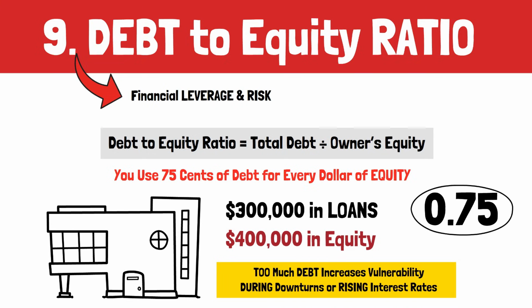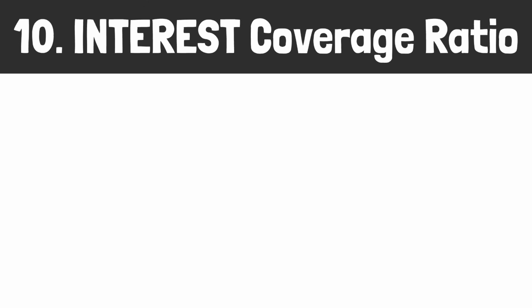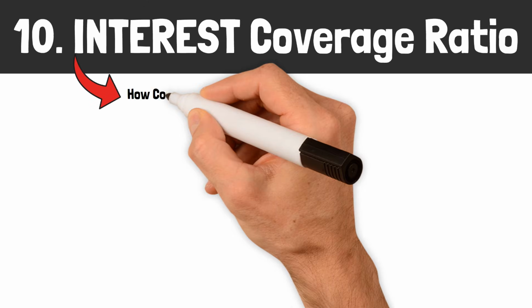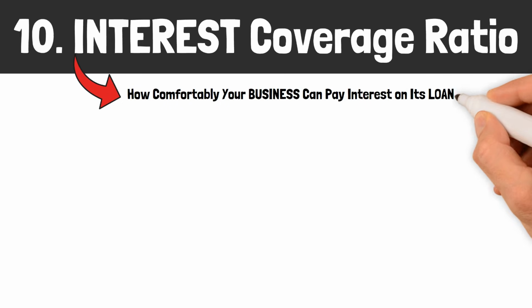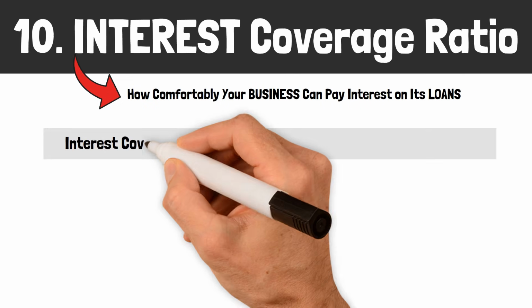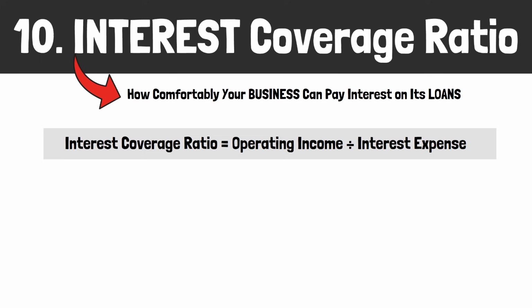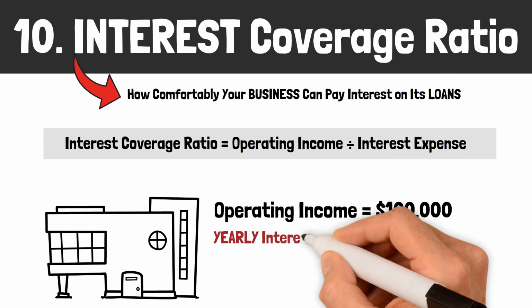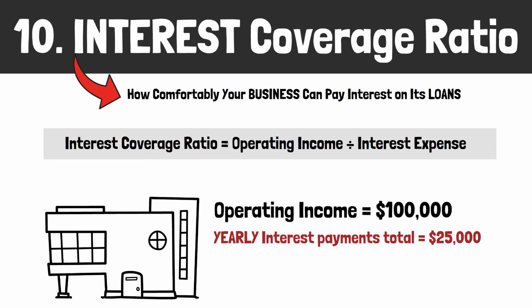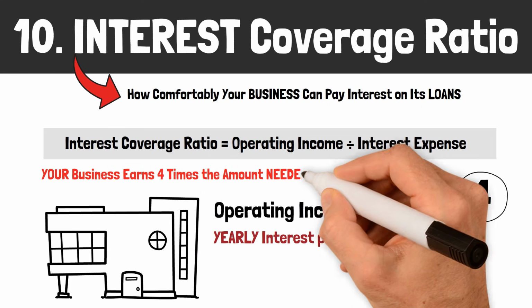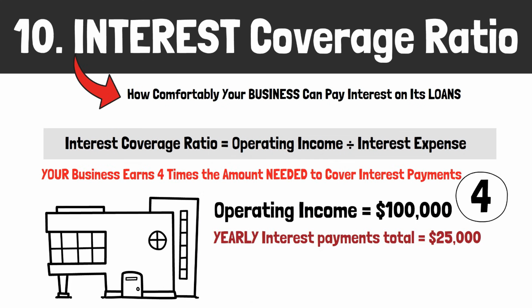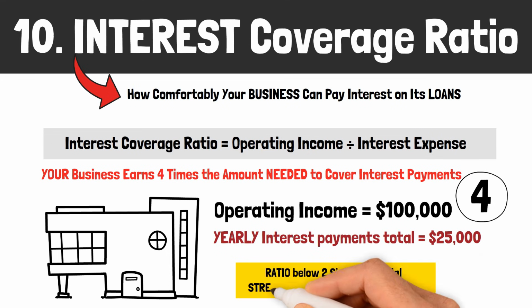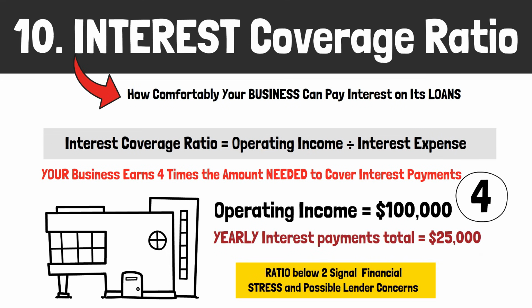Number 10. Interest coverage ratio. The interest coverage ratio shows how comfortably your business can pay interest on its loans. The formula is operating income divided by interest expense. If your operating income is $100,000 and your yearly interest payments total $25,000, divide $100,000 by $25,000 and you get 4. This means your business earns 4 times the amount needed to cover interest payments. A ratio below 2 can signal financial stress and possible lender concerns.